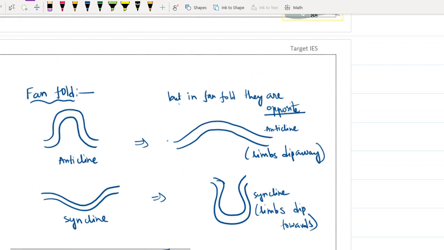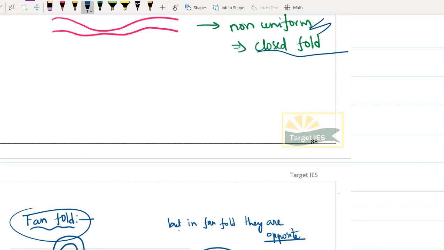Now next is fan fold. See, whatever topic I have taught you, syncline and anticline, just reverse the limb direction and you will be getting your fan fold. See, any type of bending is called as fold. Agreed or not? Bending जो भी आप रॉक में देखते हो उसे हम फोल्ड कहते हैं. But what is this fan fold? Let us try to understand. So previously my syncline was something like this, right?